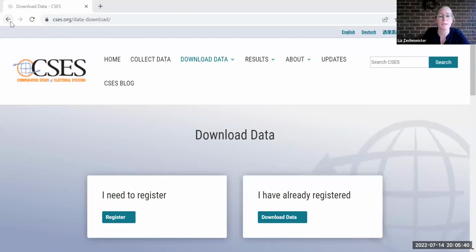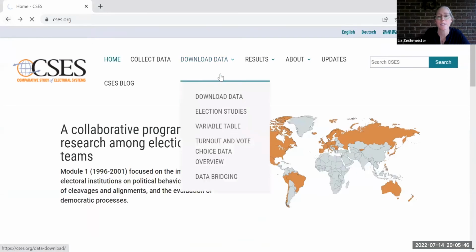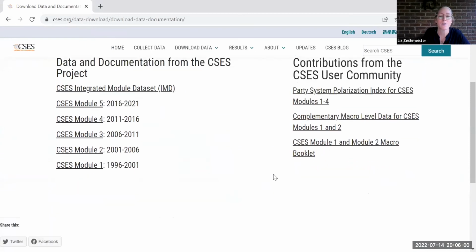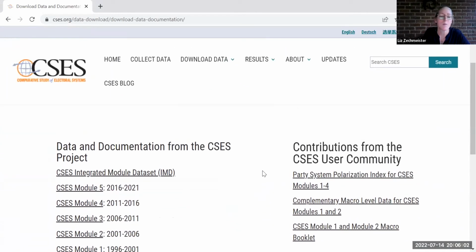Give me just a second to pull it up. So here I am on the CSES website, and I've already clicked to download data. But if I go back, you can see that I click here. It asks me if I need to register or if I've already registered. You might imagine I've already registered, so I'm going to click here, and that's going to allow me to go forward to these options. Now, what are these options?